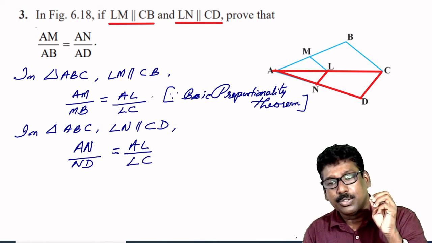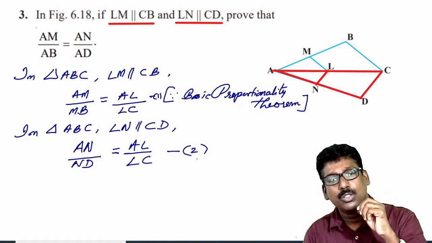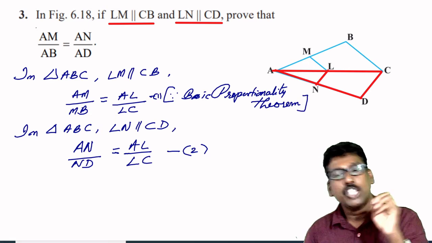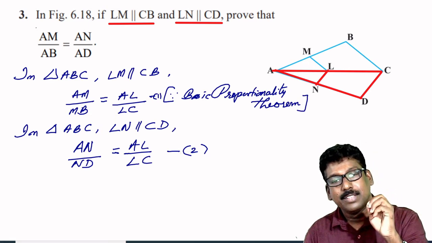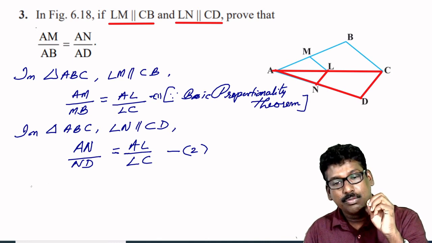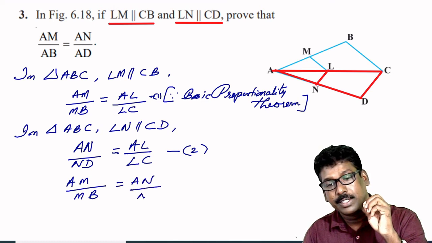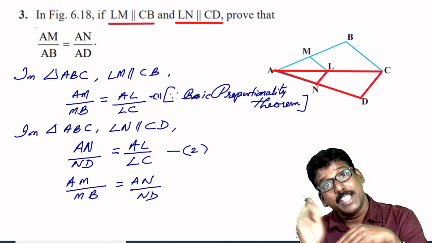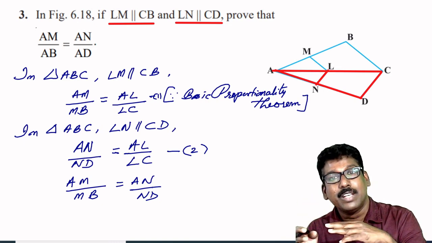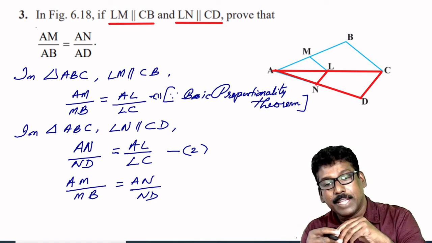Now the first ratio you can take as equation number 1, and the second ratio as equation number 2. In both equations, what is the RHS? You can see AL by LC, AL by LC. That means from equations 1 and 2 you can write AM by MB is equal to AN by ND. For any two equations, if the RHS are equal, the LHS must be equal. So in this case, AM by MB is equal to AN by ND.